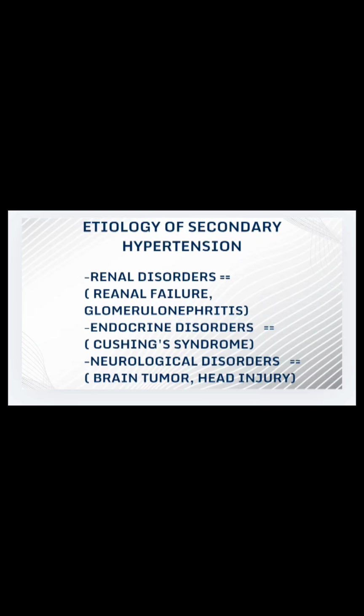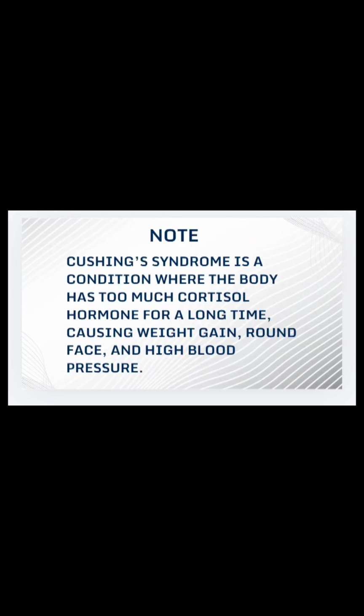Coming to the etiology of secondary hypertension. These are renal disorders. Renal failure, it comes under renal failure, glomerulonephritis. Glomerulonephritis means inflammation and damage to the kidney's filtering units. Then coming to another one, endocrine disorder, which means Cushing syndrome. Neurological disorder like brain tumor, head injury. Note, Cushing syndrome is a condition where the body has too much cortisol hormone for a long time, causing weight gain, round face, and high blood pressure.